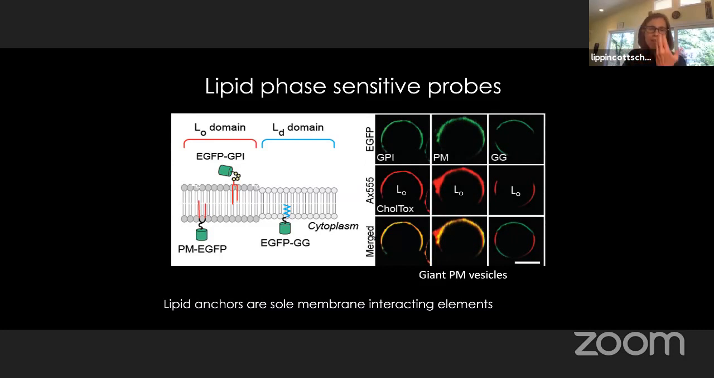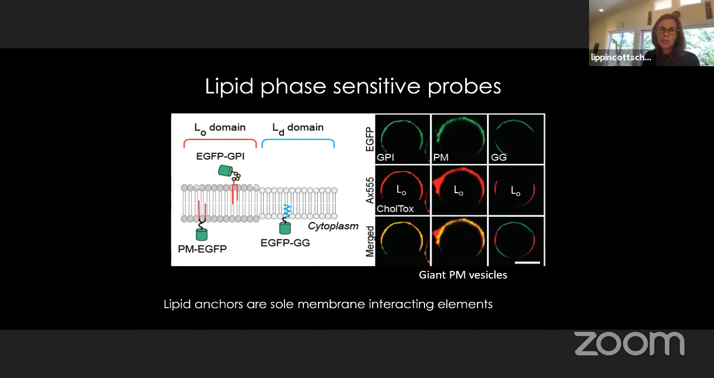And consistent with that, when we introduce these lipid phase sensitive probes into cells, these probes go to the cell surface. And then when we create giant plasma membrane vesicles, we can see that the general lipid anchored probe is excluded from ordered domains that are defined by cholera toxin, whereas the plasma membrane probe that's anchored by palmitate and myristate colocalizes with that cholera toxin distribution, as does the GPI anchored protein. So what do these probes do in the context of the HIV budding assay?